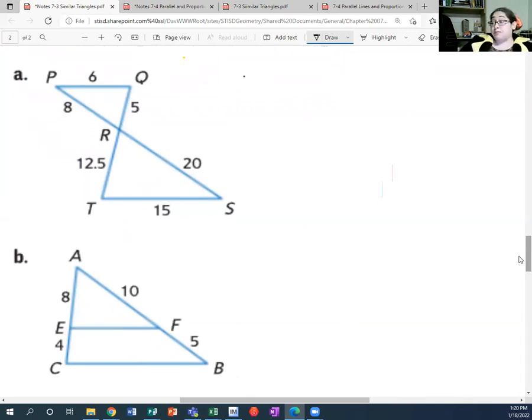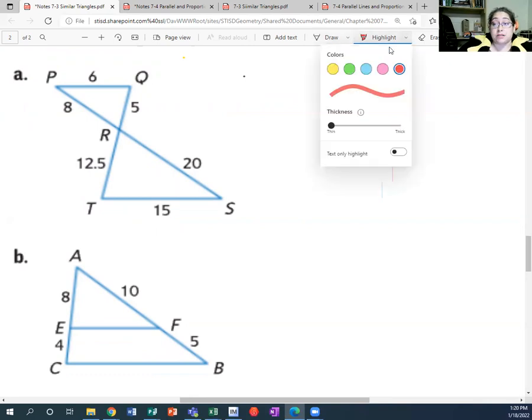I mean, nothing is explicitly stated, right? I don't have any numbers. So I'm going to go ahead and use side measurements because I've got a bunch of side measurements. So let's figure out which sides are corresponding just to help me out here.